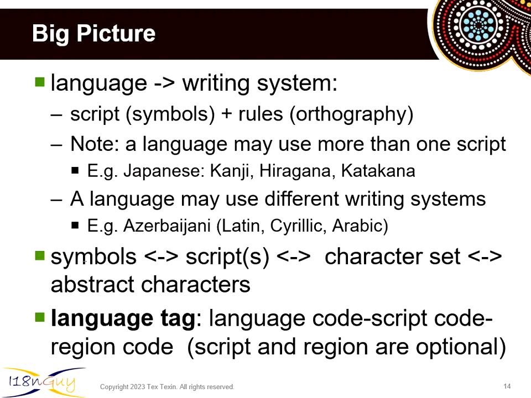So for English, it might be sufficient to just use EN as the language code, or if you want to distinguish, let's say, British English from American English, you would include the region code. And we generally wouldn't use the script code Latin because it's pretty much only written in Latin. But for other languages like Azerbaijani, you might include the script code in order to make it clear whether you're using Latin, Cyrillic, or Arabic script.